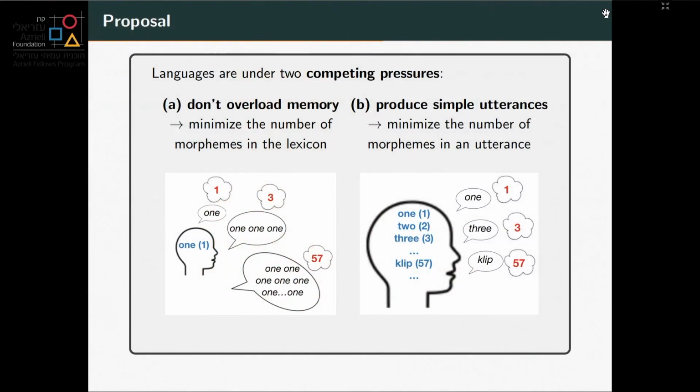To see this, you can imagine a language like the one illustrated on the left, which lexicalizes only one number. It has an expression for number 1 as a lexical item. So it's great on the not overloading memory side. It has a very small lexicon, but if we want to communicate with this language, we have to build very complex expressions. For instance, to talk about the number 3, we would have to say something like 1 plus 1 plus 1. If we want to talk about number 57, we have to say 1 plus 1 plus 1, and so on, with 57 ones.